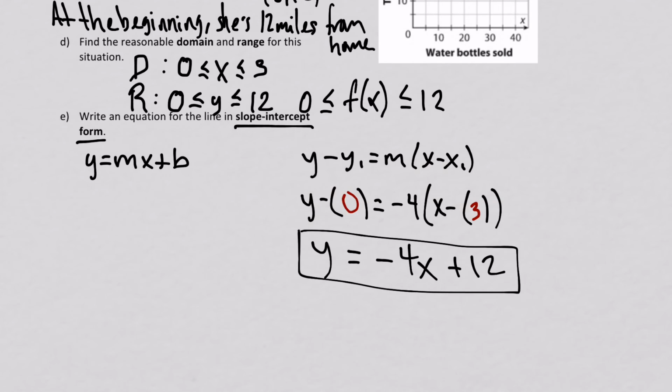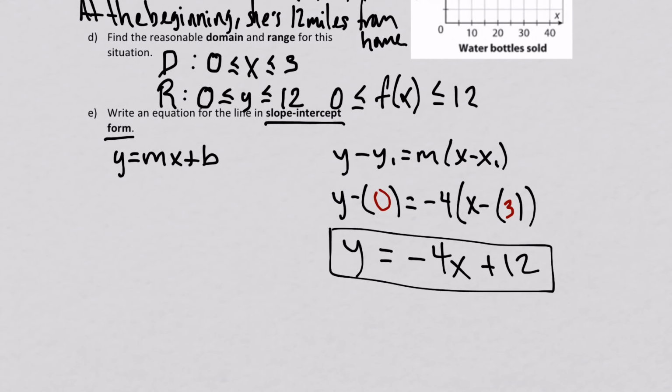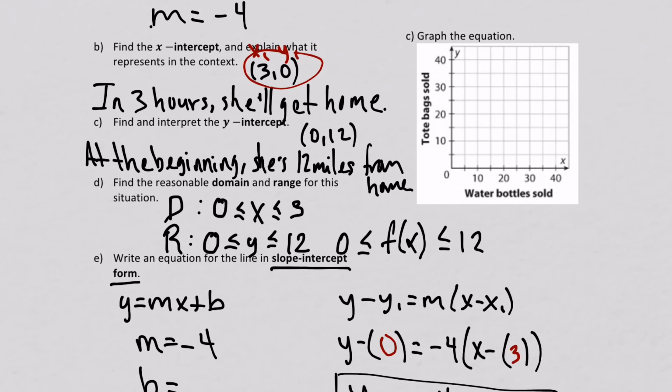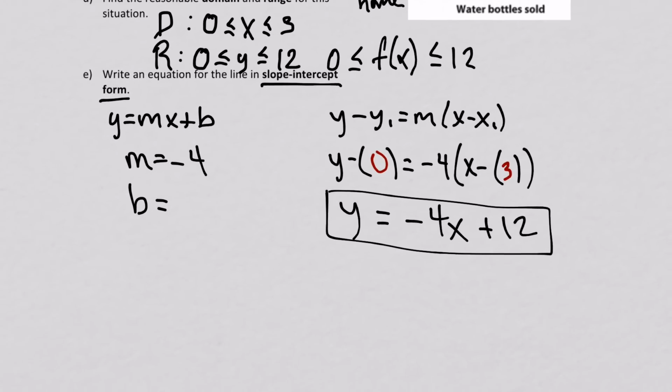Using slope intercept form might be easier and faster for some of you guys. Why do I say that? Because we know m is negative 4. Also, we know b. You've got to recall what b stands for. b stands for the y-intercept. We know the y-intercept. We just found it earlier. Okay, the y-intercept is 12, right? (0, 12). So b is 12.